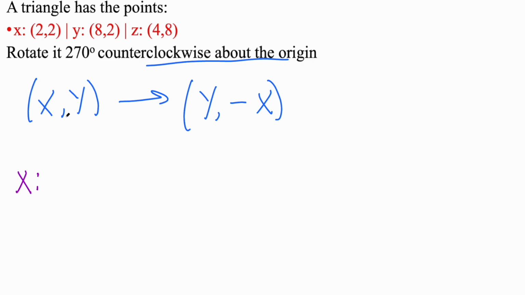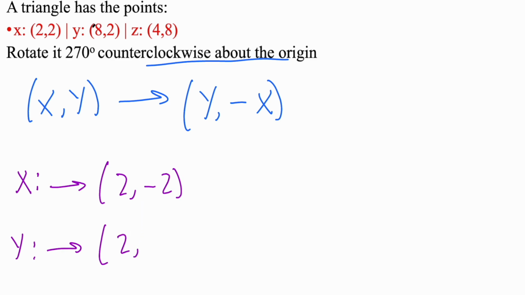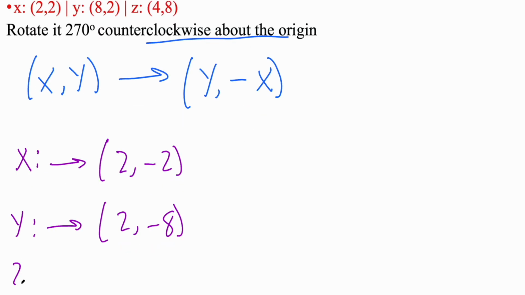So x, we have 2 comma 2. Now this y value was 2, so we're going to put it in front, 2 comma. The x value was also 2, but it says to put negative x, so we'll put negative 2. Then we're going to do the y value, same thing. So the y value here is 8, wait, the y value here is 2. We're going to change that to our x value, so 2 comma. The x value was 8. We're going to make that into our y value, and we'll flip the sign, so negative 8. And then the last one is z. So our y value was 8, that's going to be our x value, so 8 comma, and the new y value is negative x. Our x value was 4, so we'll say negative 4.